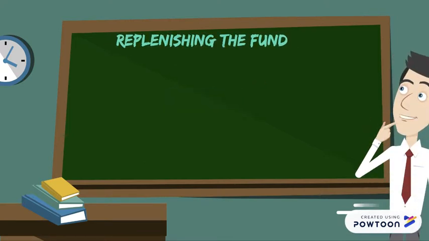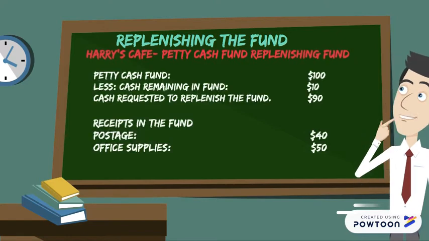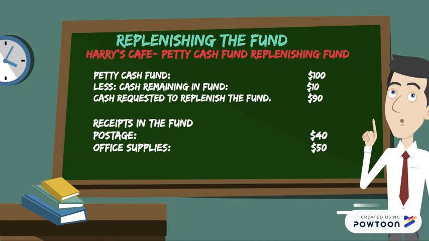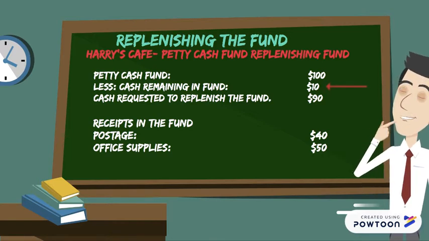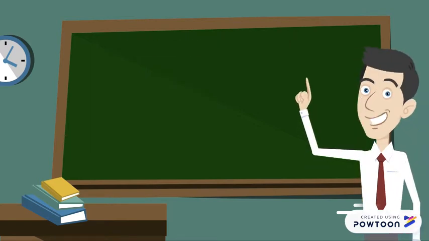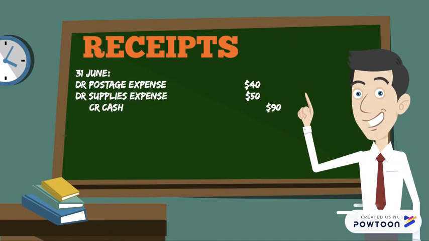To illustrate this, let's use Harry's Cafe. On the 31st of June, Harry examines his petty cash fund and forms a petty cash fund replenishing report. Here we can see that Harry has $10 remaining in his account, has spent $40 on postage and $50 on office supplies. This report shows that Harry needs $90 to replenish his fund. Harry should then create the following journal entry, in which he debits the two expenses and credits cash.